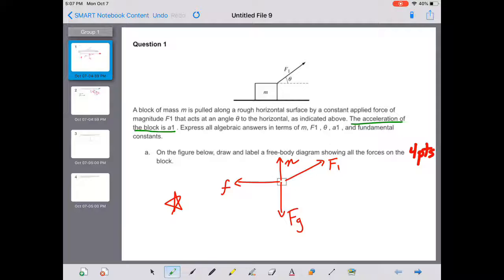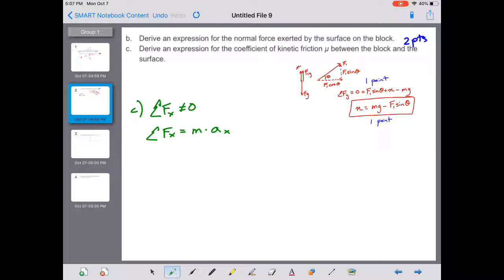So let's look at the forces that are acting in the X world. We've got force of friction, and we've got F1 cosine of theta.